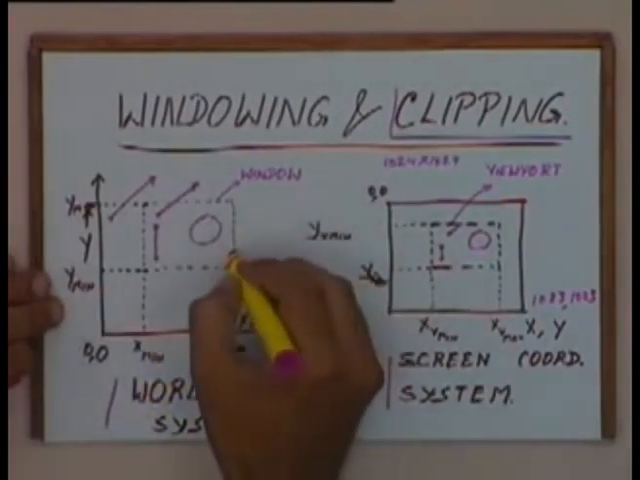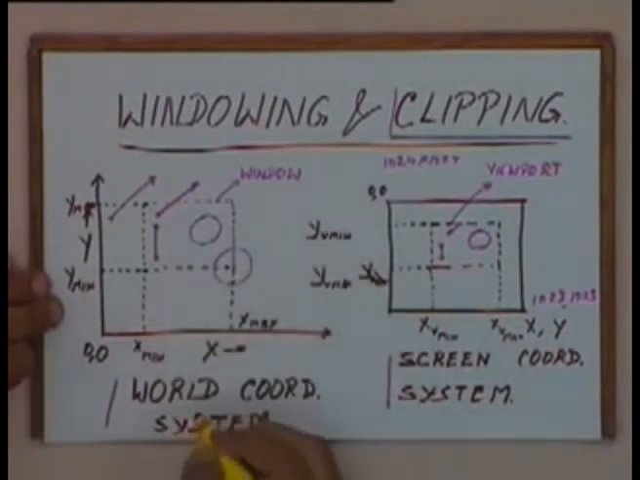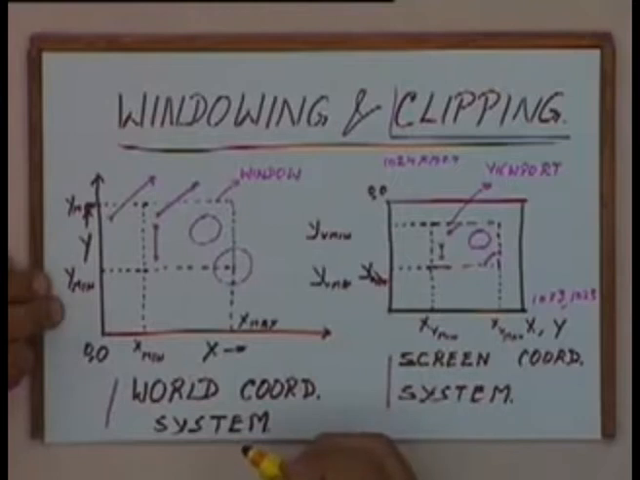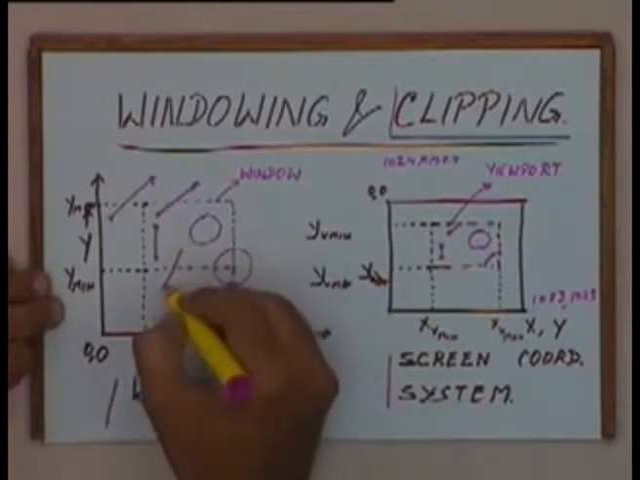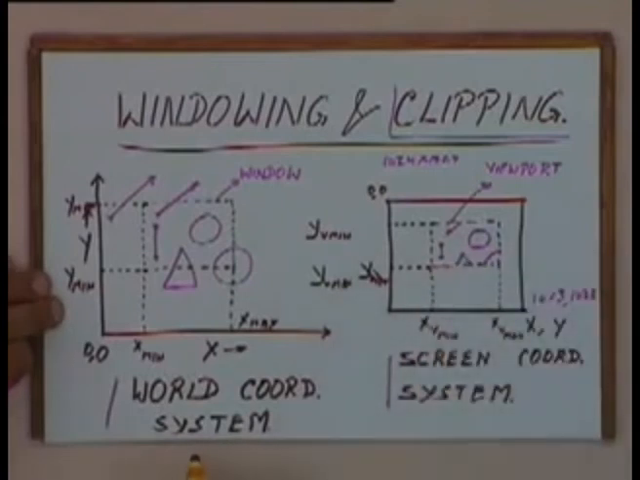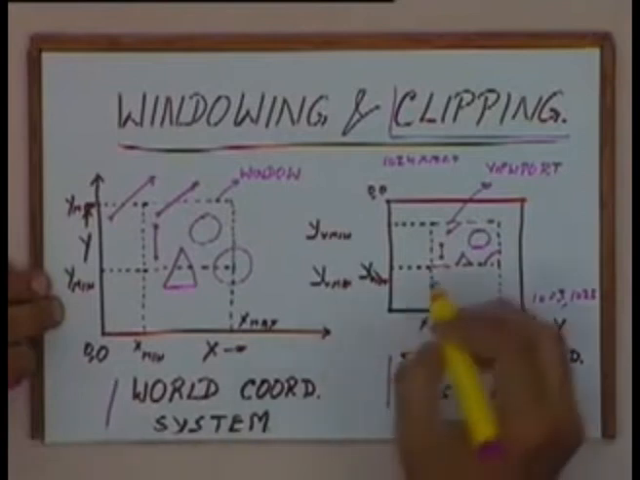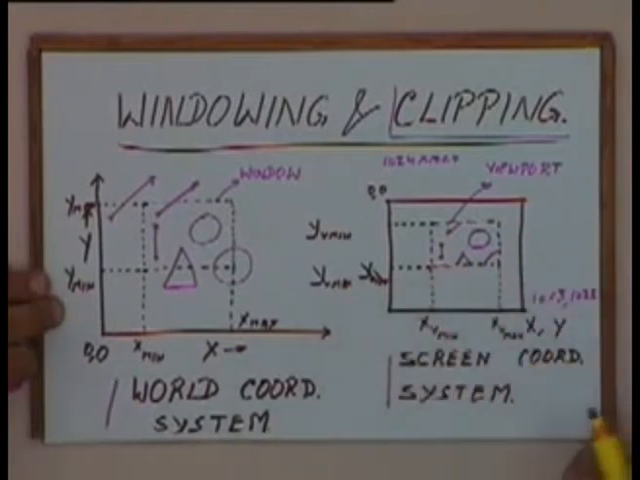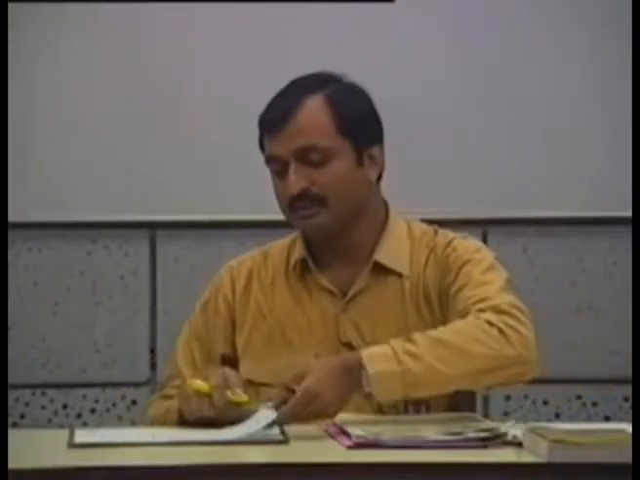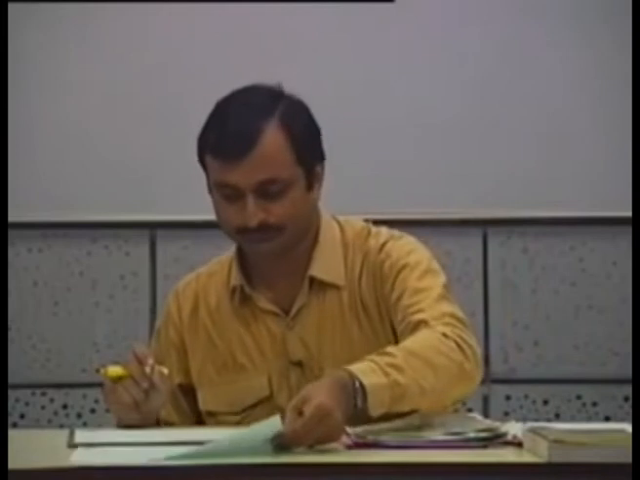If we have a circle like this, only this part of the arc should be drawn. If we have a triangle like this, only this part of the triangle should be drawn. We do not want to draw anything outside the viewport, obviously. So we will just see how this clipping can be done.